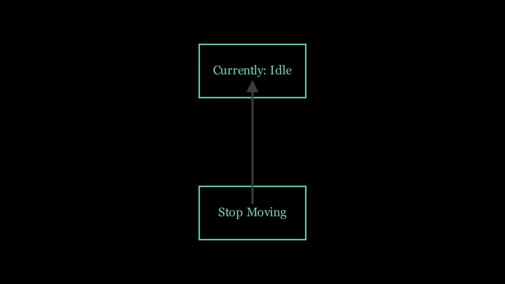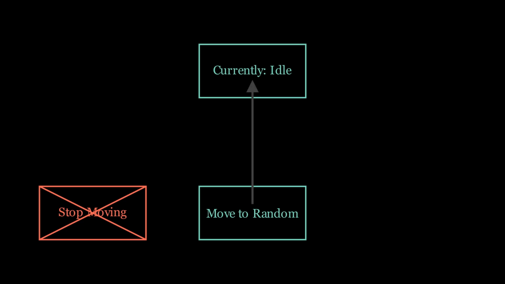For example, let's cover a simple AI with only two options, moving and being idle. Let's say it's currently idle. It'll go through its possible goals and remove any which are already satisfied. For instance, in this case, it would check the outcome of the stop moving goal, which is idle, but because it's already idle, it will remove that as an option. For our other goal, move to random, the output is moving, and because the agent is not currently moving, it will remain as a possible goal.